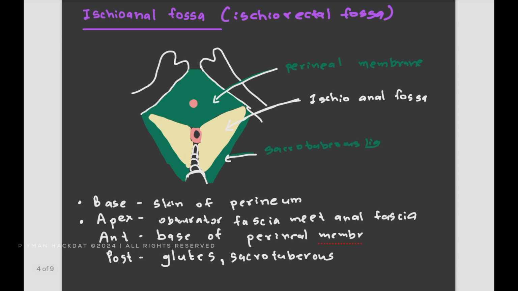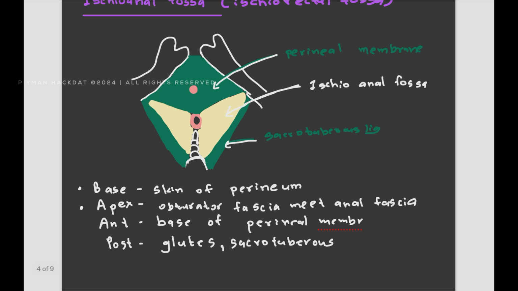So now, we talked about the anus, which is in the anal region, and now we'll talk about the ischioanal fossa, which is also known as the ischiorectal fossa. Here I have drawn a diagram. This part here is the ischioanal fossa. The base of this is the skin of the perineum. The apex is where the obturator fascia meets the anal fascia. Anteriorly, you can see the base of the perineal membrane, and posteriorly, you can see the sacrotuberous ligaments and the glutes.